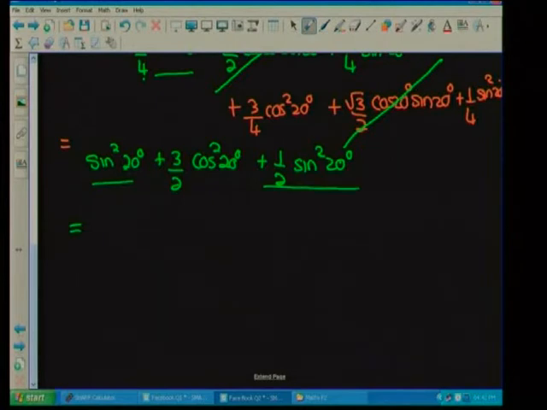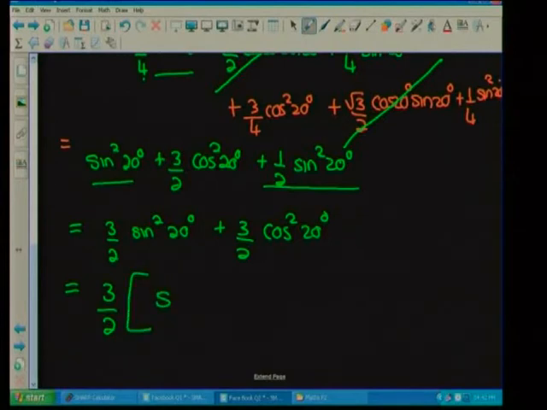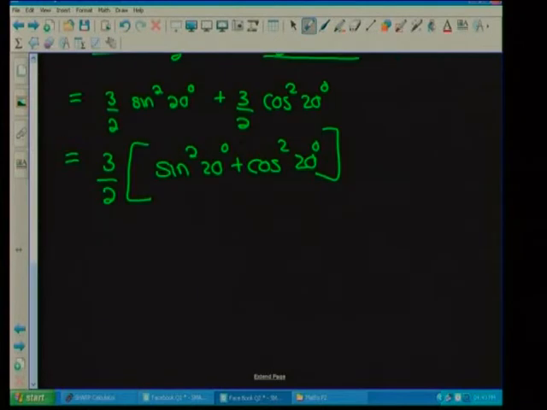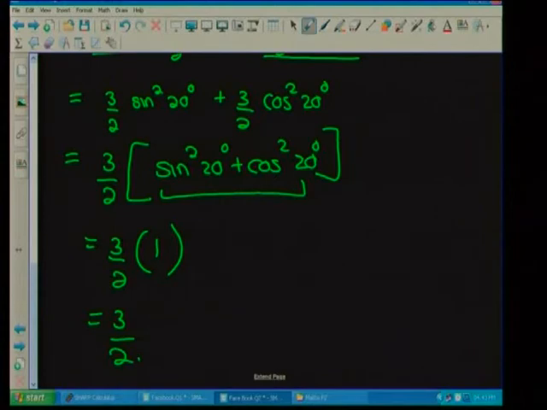Now, if I add those guys, I've also got 1.5, or 3 over 2 sine squared 20 plus 3 over 2 cos squared 20. And of course, the very good news is I can take out the 3 over 2 as a common factor, giving myself sine squared 20 plus cos squared 20. Right, which then becomes 3 over 2, and of course you recognize that as one of your square identities, which is just 1. And so your answer is 3 over 2. Lovely, lovely, lovely question.